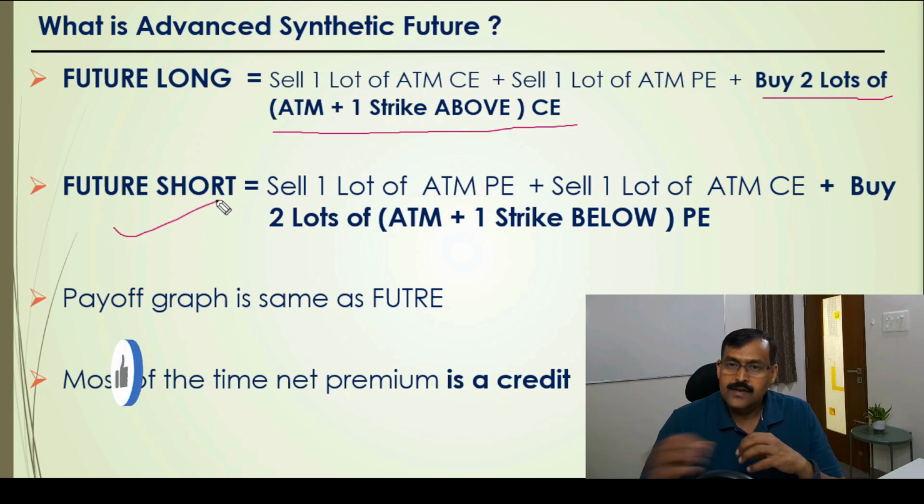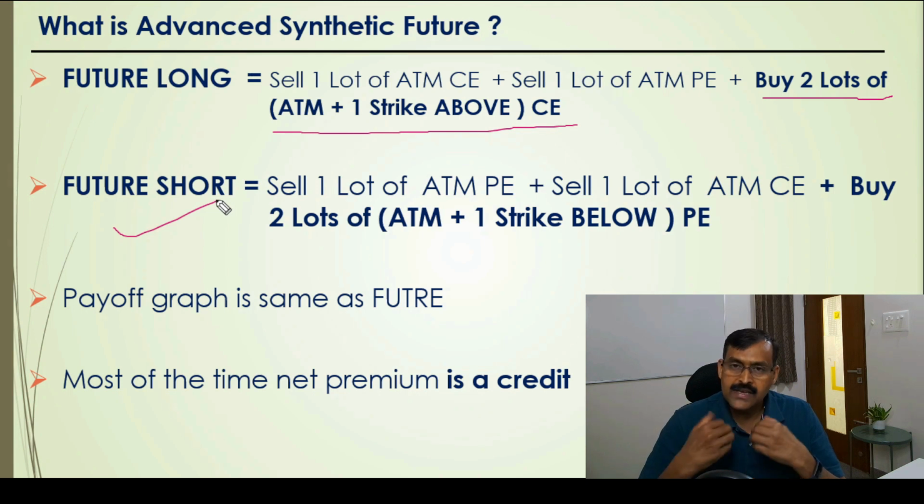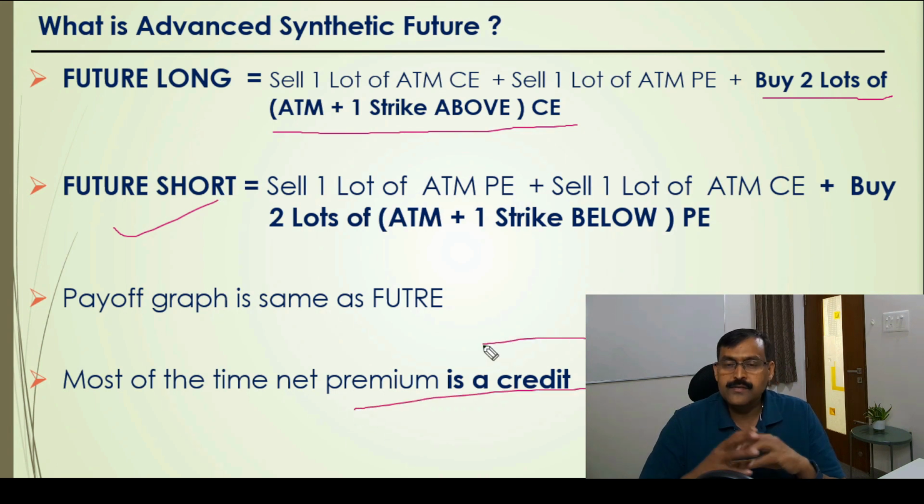To go future short, again you have to sell at the money one lot of put option and call option, but here we buy two lots of put options, just one strike below the ATM strike. So this becomes advanced synthetic short. And again, the payoff graphs will be exactly same as the futures payoff graph. Don't worry, I am going to show you the payoff graph moments from now. But in this case, the advanced synthetic future long and short, most of the time your net premium is a credit. In fact, you receive some credit to your account. So this is the beauty of the advanced synthetic future.